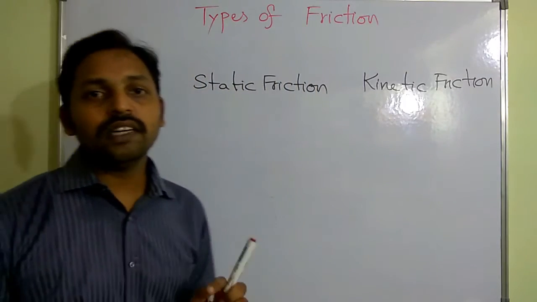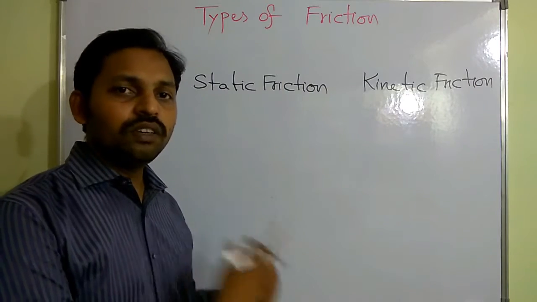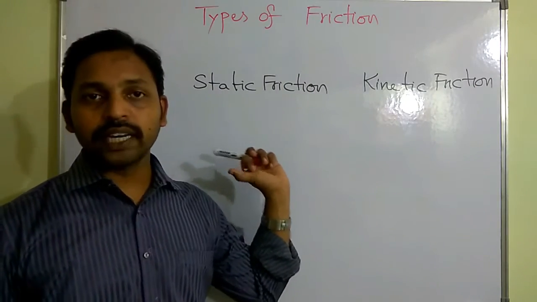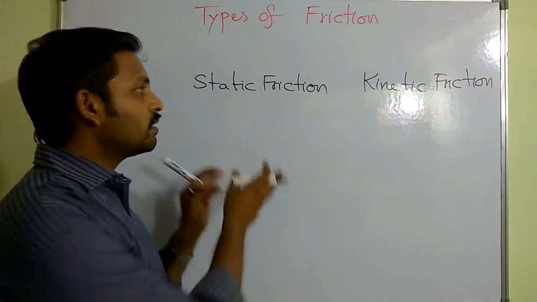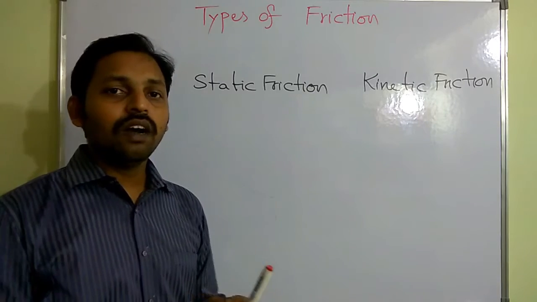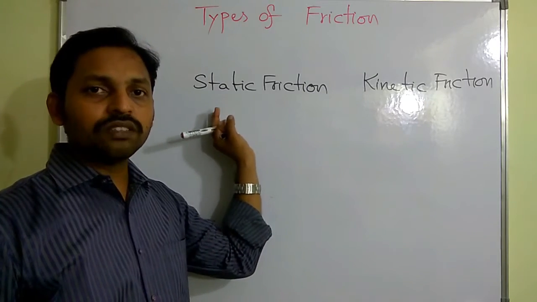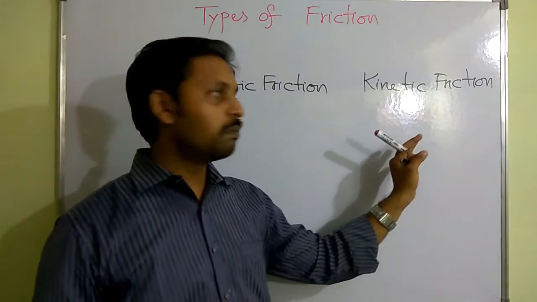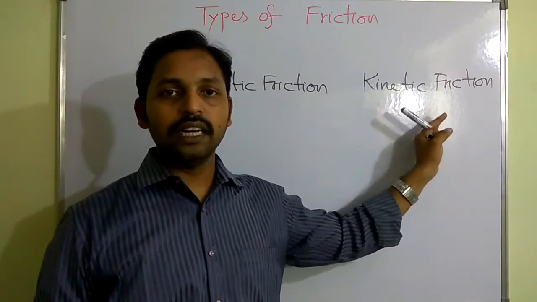When I consider the state, that means whether the object is under the state of rest or under uniform motion, friction can be classified into mainly two categories. First one is static friction, second one is kinetic friction. As the name indicates, static friction, the object will be always in the state of rest. It is the frictional force experienced when the object is under the state of rest. When the object is under uniform motion, the frictional force experienced is called dynamic friction or kinetic friction.